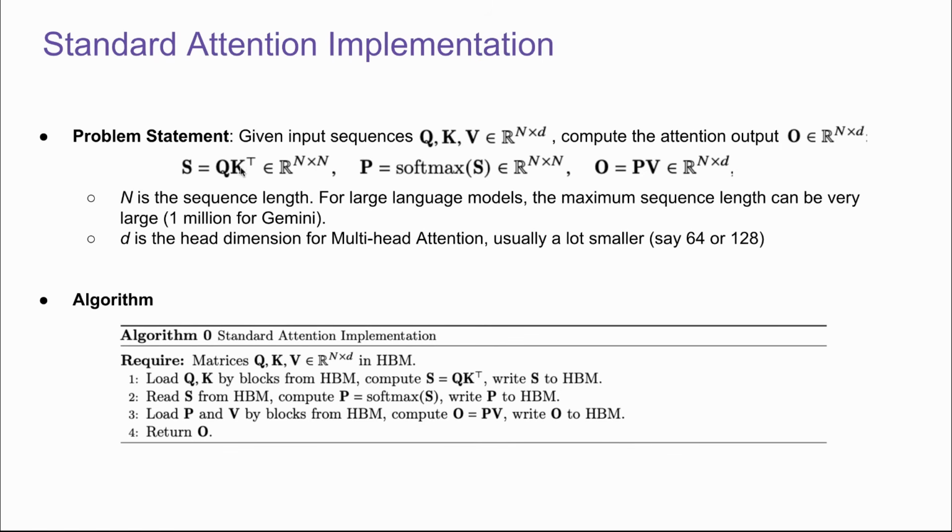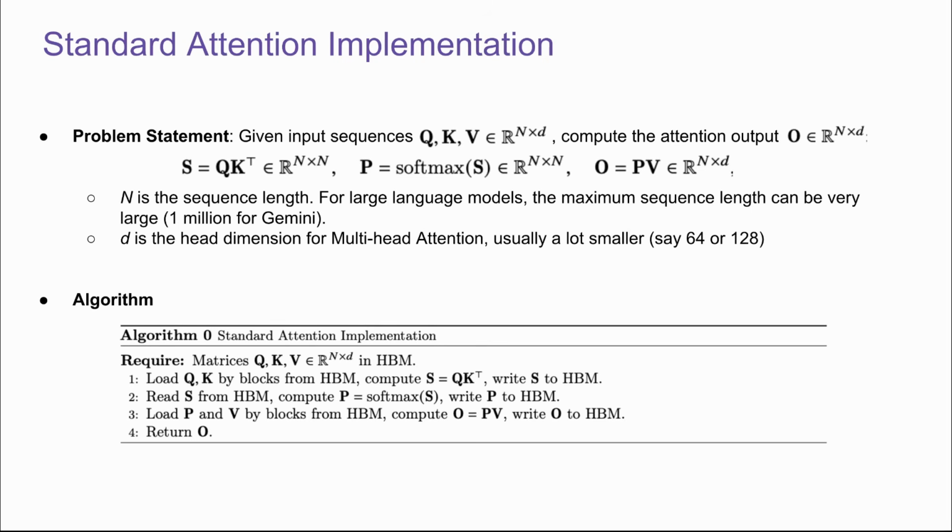Let's say the query and key matrix multiplication is S. So we have the probabilities P equals softmax of S, and both S and P are of dimension n by n. The output equals the probabilities multiplied by V, and the dimension is n by d.